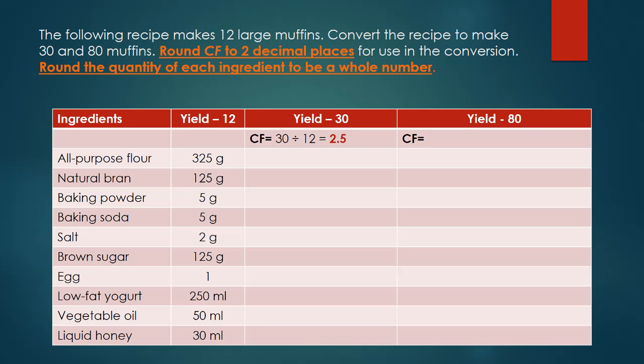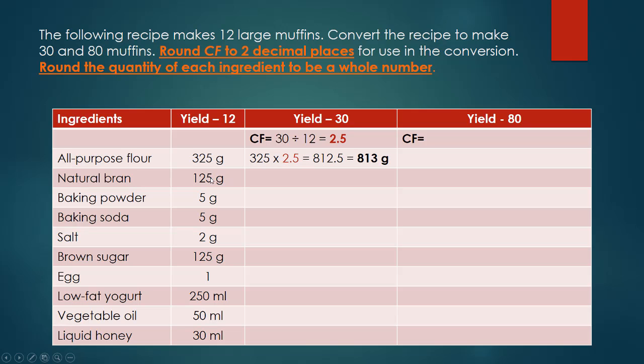That's the toughest part. After that, all we do is take our conversion factor and multiply each individual ingredient amount by the conversion factor, in our case, 2.5. So let's take a look at our first one. We're going to take the 325 grams of all-purpose flour. 325 grams is how much we need to make 12 muffins. We're going to multiply that by our conversion factor of 2.5, and now we need 812.5 grams, or 813 grams. So if we want to make 30 muffins, we need 813 grams as opposed to the 325 grams needed for 12 muffins.